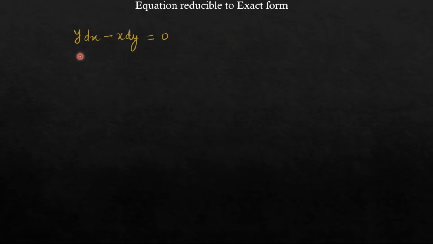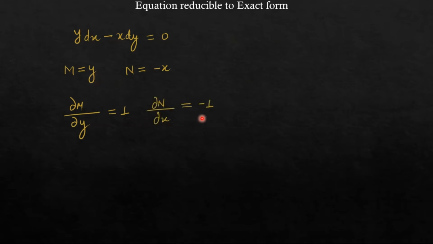So it is in the form of M dx plus N dy, where the value of M is y and the value of N is minus x. Now del M by del y is equals to 1 and del N by del x is equals to minus 1 here. So you can clearly see both are not equal. That is, del M by del y is not equal to del N by del x. That means this differential equation is not exact.